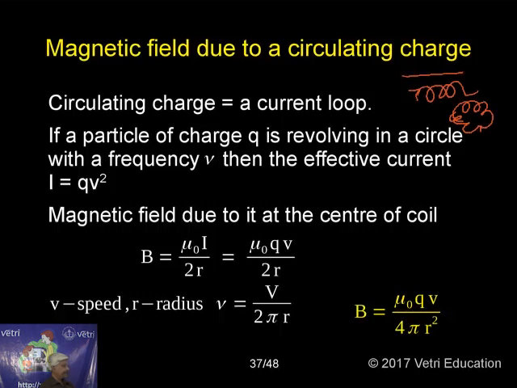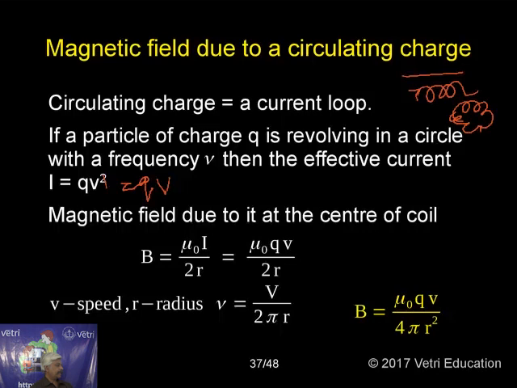Just now we have seen what the formula is. That is mu naught by 2r common. I can be replaced by q nu. There is a small correction: I is not q v square, it is q into nu. That will give the current. Magnetic field due to it at the center of the coil, B is equal to mu naught I by 2r. Therefore, mu naught by 2r, I can be replaced by q nu.